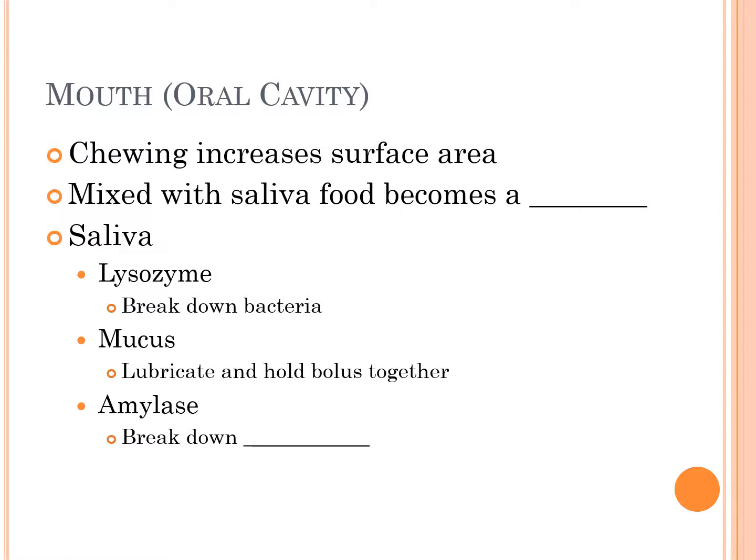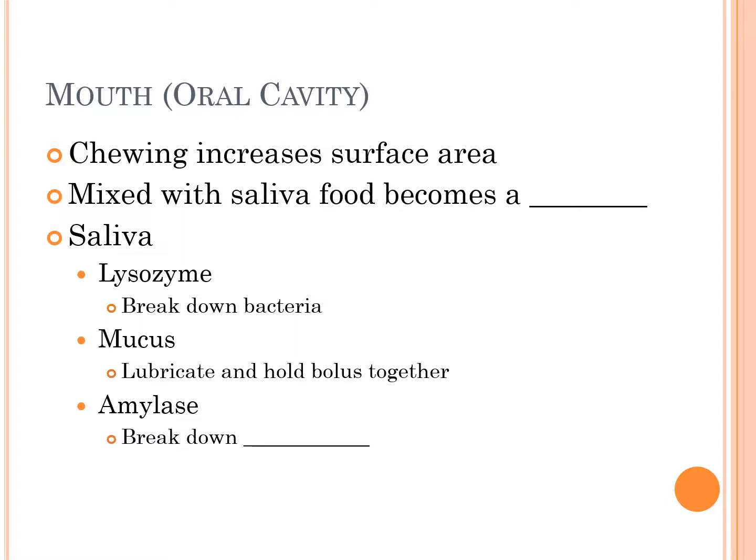We talk a little bit about the entryway to the digestive system. It's the mouth and the oral cavity. Chewing and using our teeth helps us to pulverize and mash up the food that we consume. As we do this, we increase the surface area, and our food becomes mixed with saliva, and this moistens it.